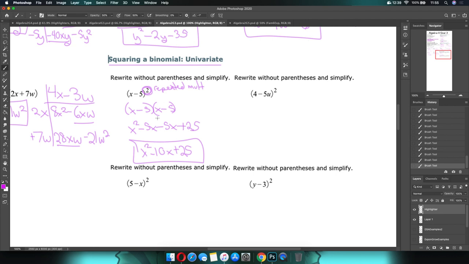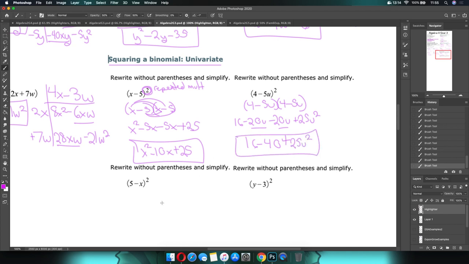For you guys, go through the effort, do your first, your outer, your inner, your last, or do your Punnett Square, either or. This one, that is 4 minus 5u times 4 minus 5u. All right, so that's going to be, Ms. Dubois is going to do this in her head live and in person. So that is 16 minus 20u minus 20u plus 25u squared. So that is like terms, 16 minus 40u plus 25u squared.